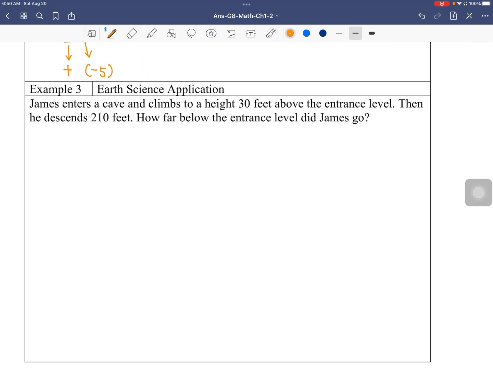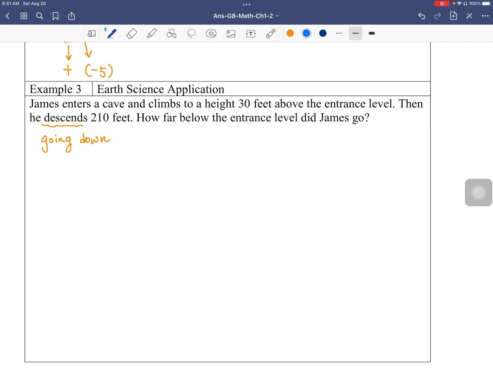Okay, so now James enters a cave and climbs to a height of 30 feet above the entrance level. Then he descends. Descends means going down, going down for 210 feet. So how far below the entrance did James go?